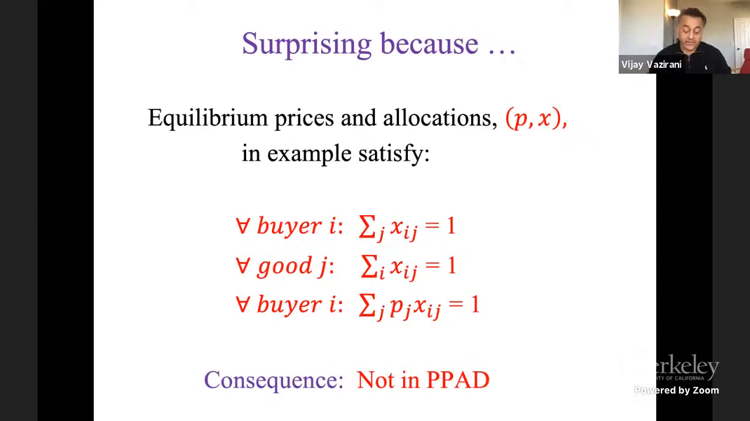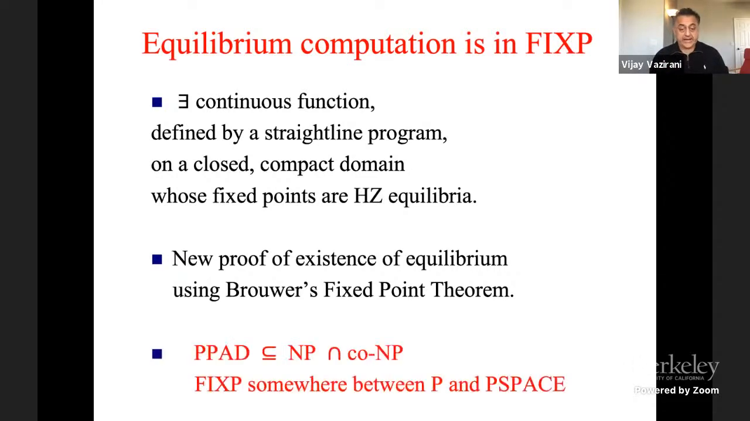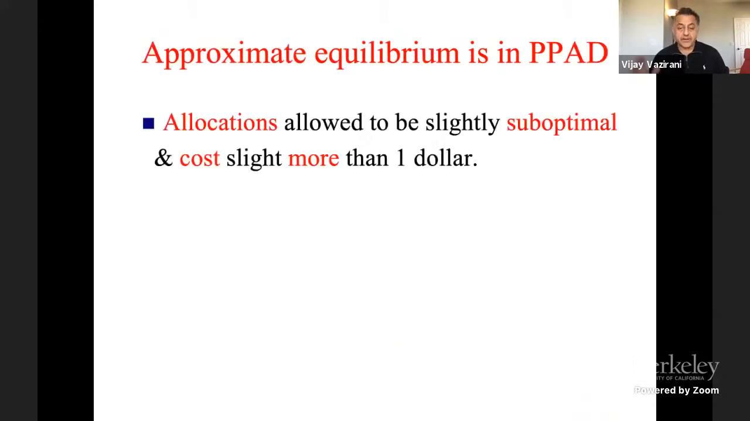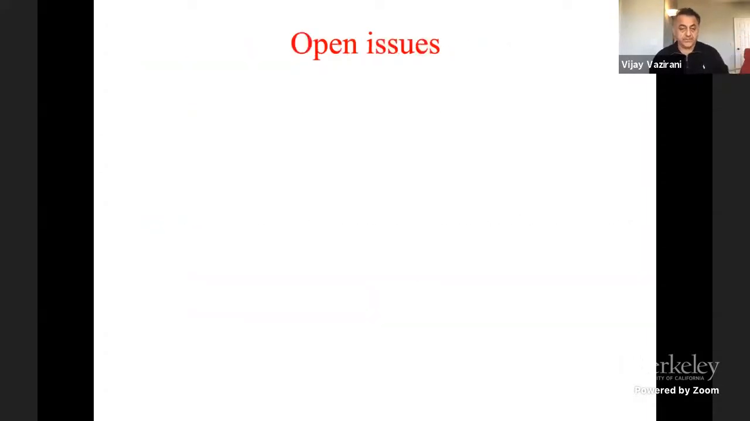Okay, the consequences are it's not in PPAD, and we show that it's in FIXP by giving another proof of existence of equilibrium using Brouwer's fixed-point theorem. And FIXP is much, much harder than PPAD probably. Of course, we have to show P not equal to NP to make that probably go away. And approximate equilibrium is in PPAD, where the notion of approximation is appropriate to this proof. And the proof is to change the other proof a little bit.